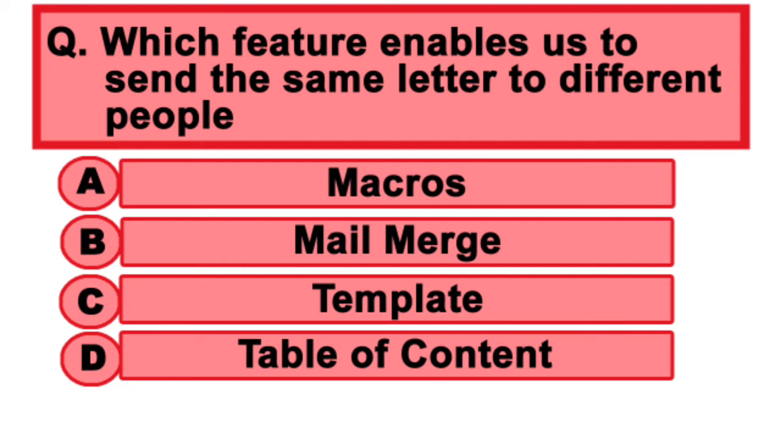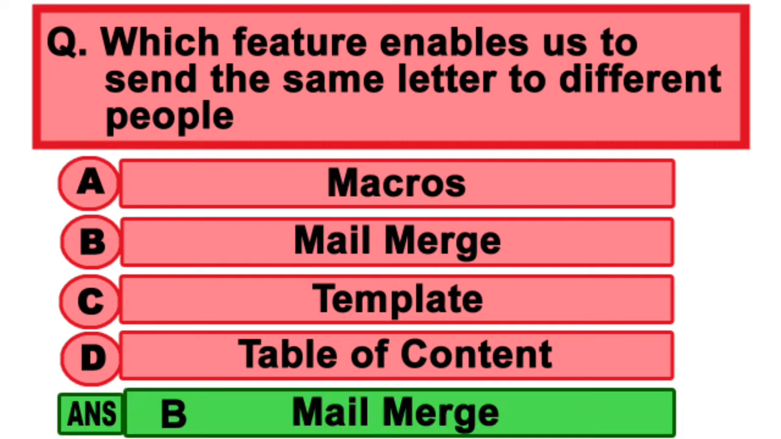Which feature enables us to send the same letter to different people? The options are A. Macros, B. Mail merge, C. Template, D. Table of content. Let's see the options one by one.